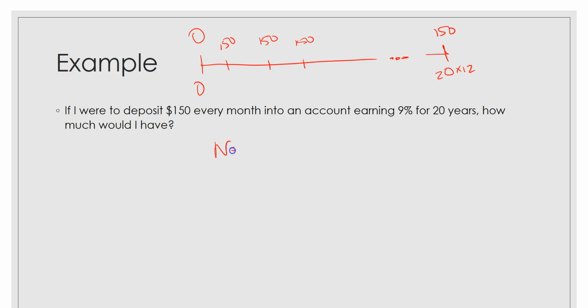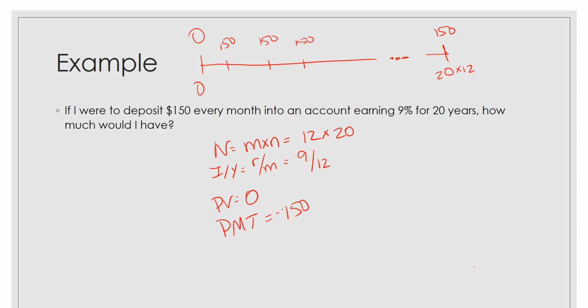So our N would be M times N. We have 12 months times 20 years. Our interest rate is our stated rate divided by our compounding frequency. So 9 divided by 12. Our present value is 0 because we have put nothing into that account today. And our payment is $150 and a negative because every month we're going to take $150 out of our pocket and put it into this account. So let's solve for future value.